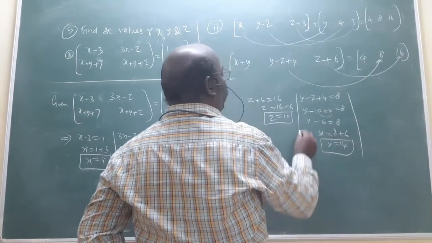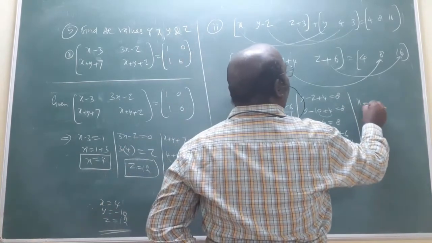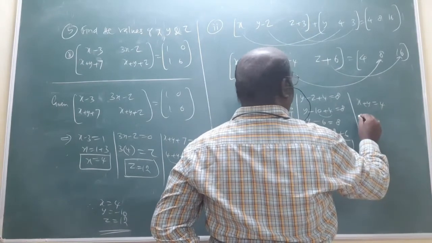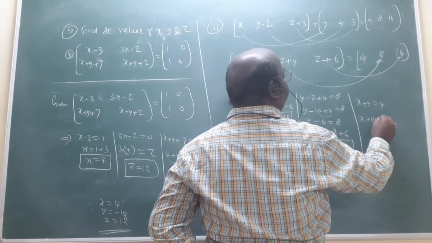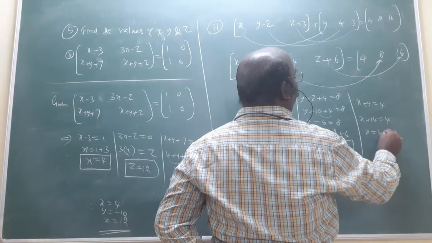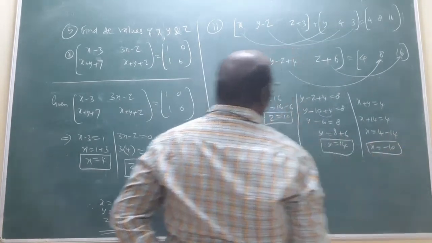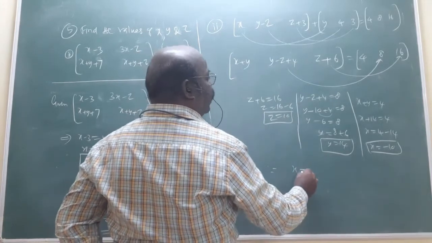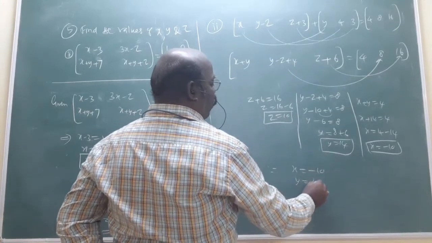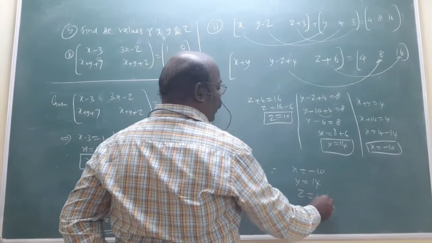The third one is x plus y equal to 4. Since y is already 14, x plus 14 equal to 4, so x equal to 4 minus 14, x equal to minus 10. Now write the answer in order: x equal to minus 10, y equal to 14, is the answer.